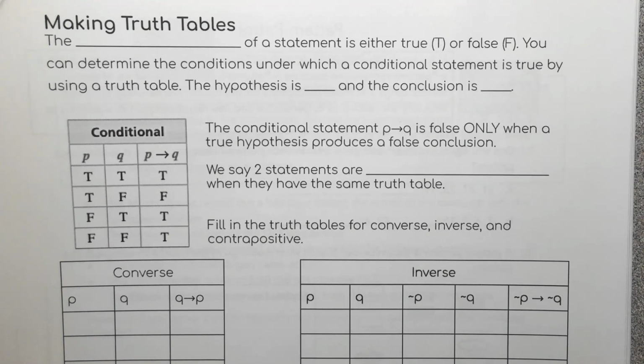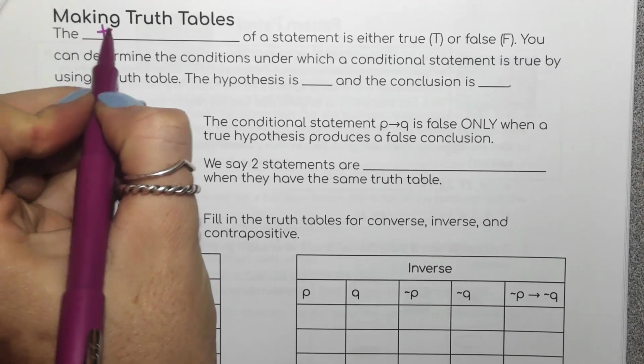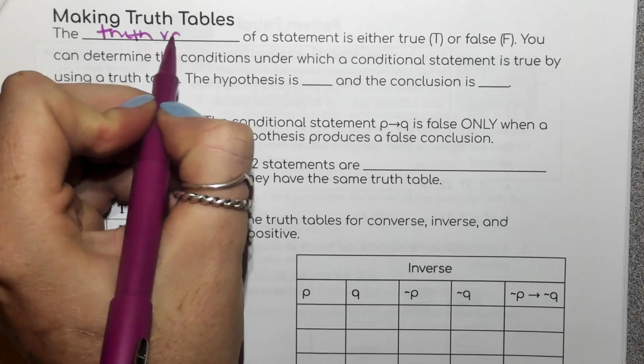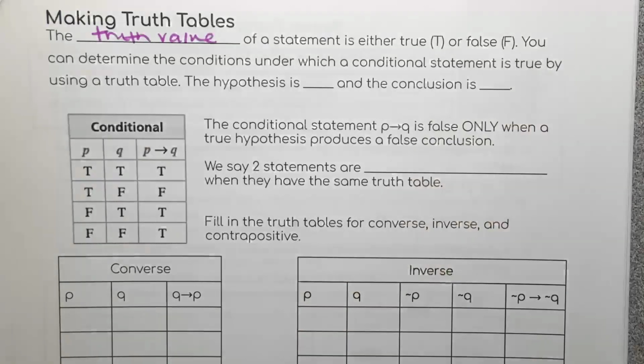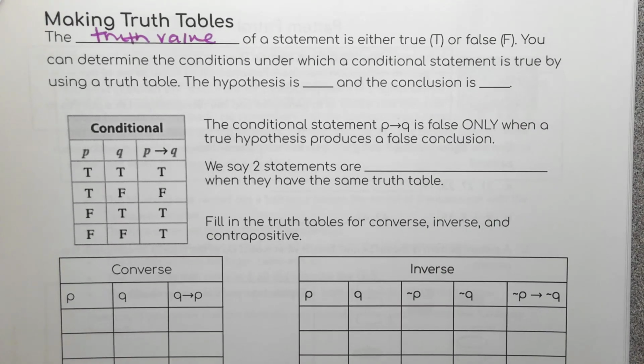So here is a truth table. The truth value of a statement is either true or false. It can't be anything else but true or false. You can determine the conditions under which a conditional statement is true by using a truth table.